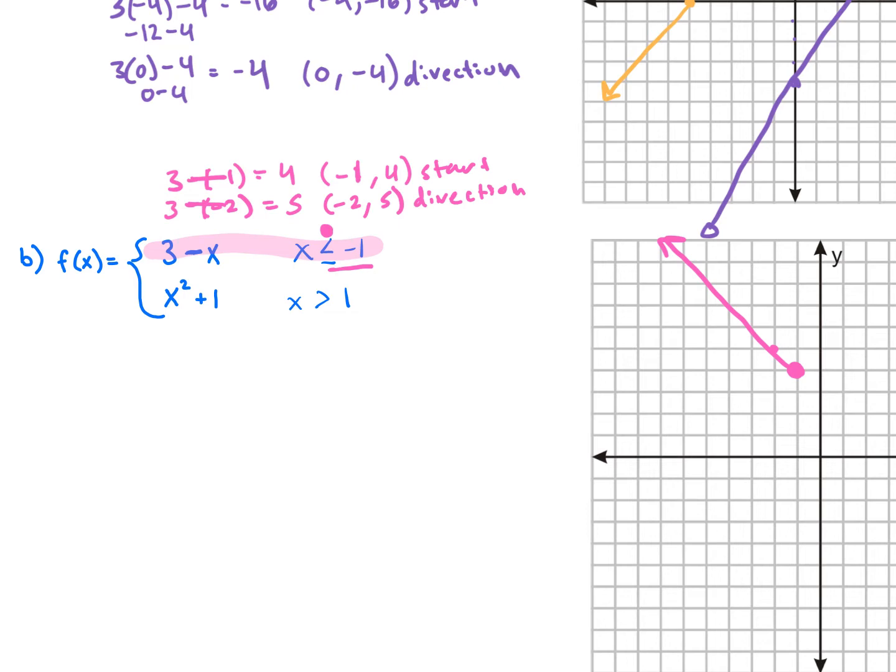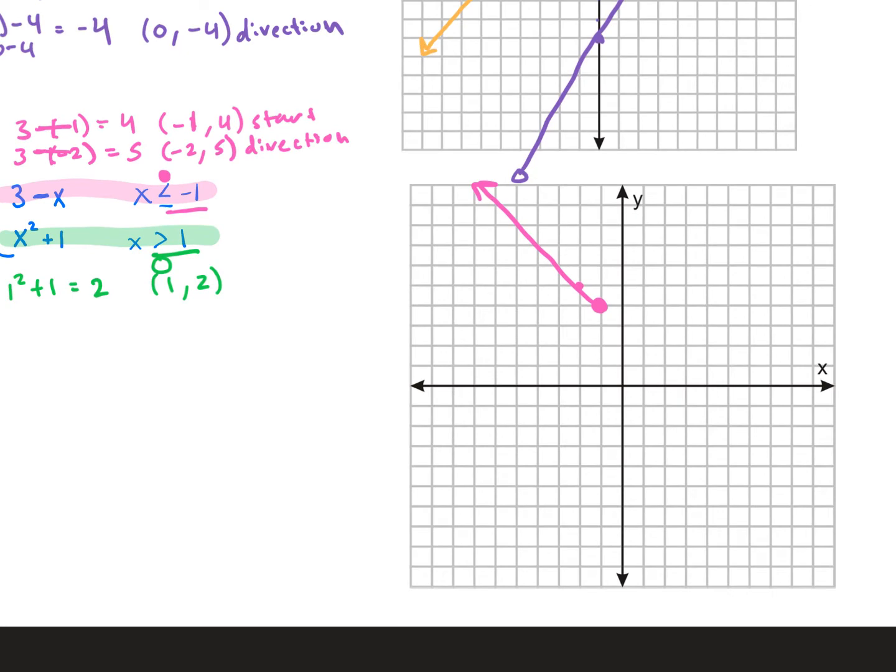So that is our first piece. Now let's look at the second piece. We're going to start by plugging in 1. So I have 1 squared plus 1, which is 2. I plugged in 1 and got 2, so my first point is (1, 2). This would be an open circle because it's just greater than. So I'm going to go to my graph, go to the right 1, up 2, and put an open circle.